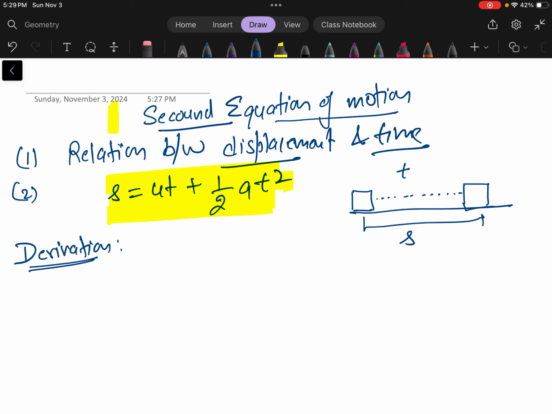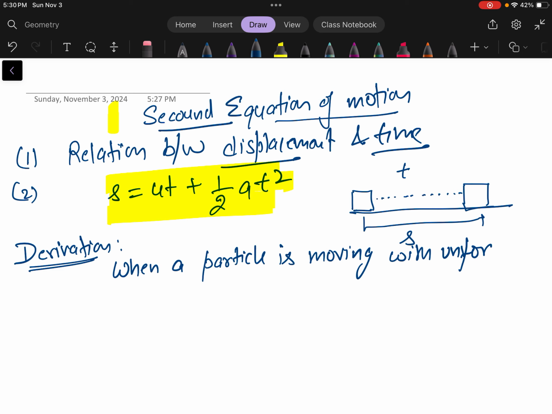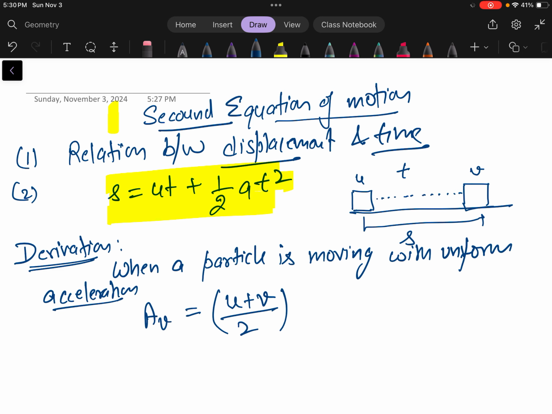Derivation of the second law of motion: when a particle is moving with a uniform acceleration, not velocity, acceleration. So what is the average velocity? We define it as AV. For example, this particle initially has velocity u, and finally when it reaches, its velocity is v. So average velocity is equal to u plus v by 2. This is how we compute the average velocity.